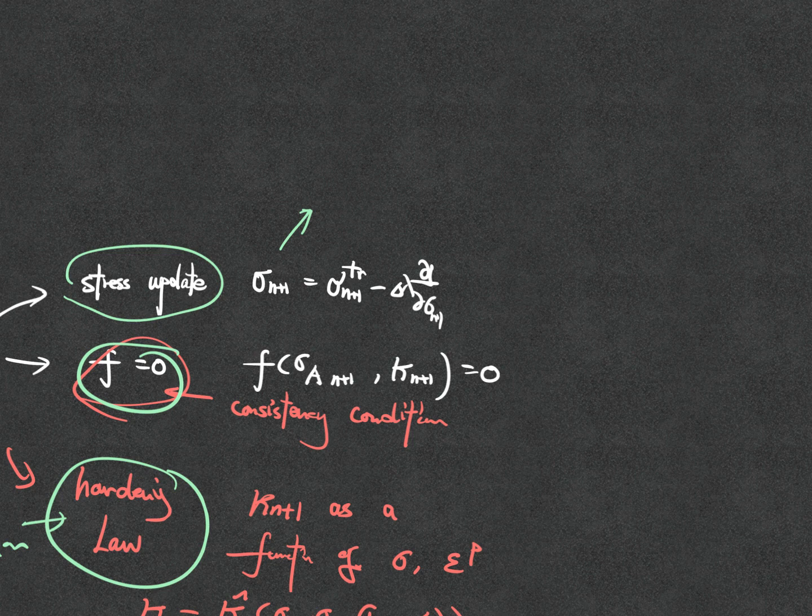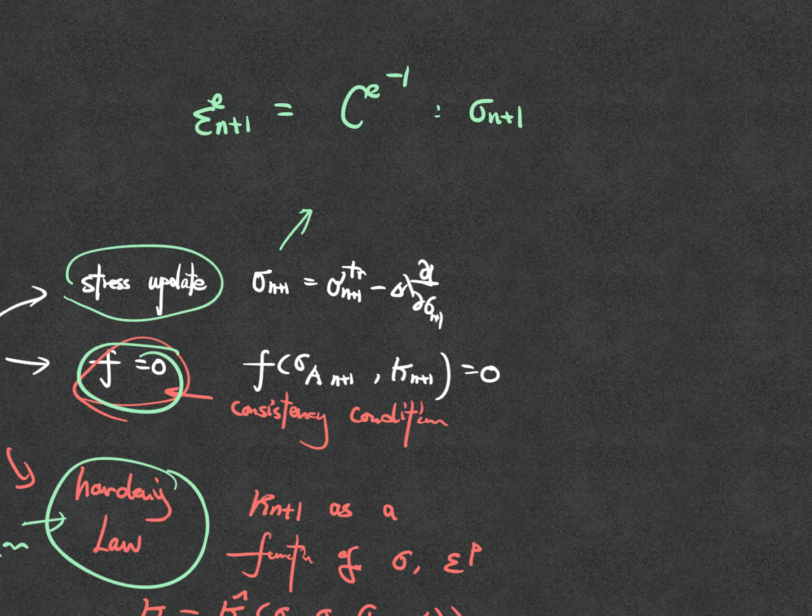Actually, more accurately, I want to write it as a function of elastic string. So what should I do? I can simply write epsilon e n plus 1 equal to C e minus 1 double dot sigma n plus 1. Does that make sense? Okay, so if I write it in spectral form, then what would I get?